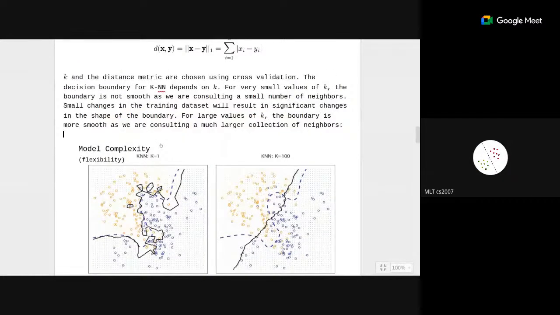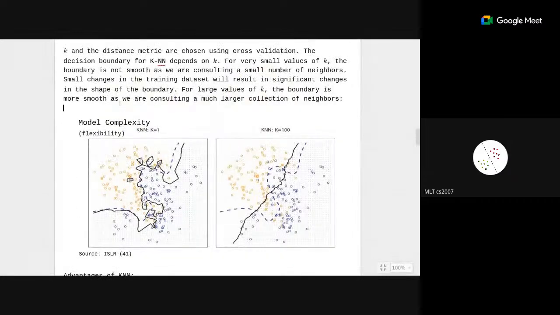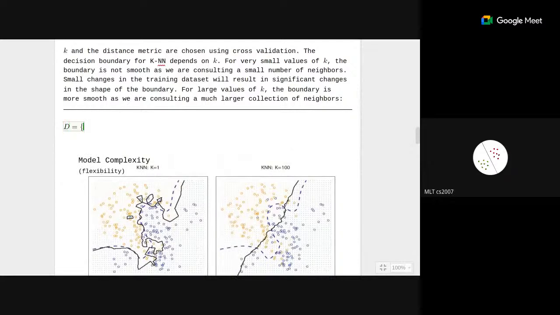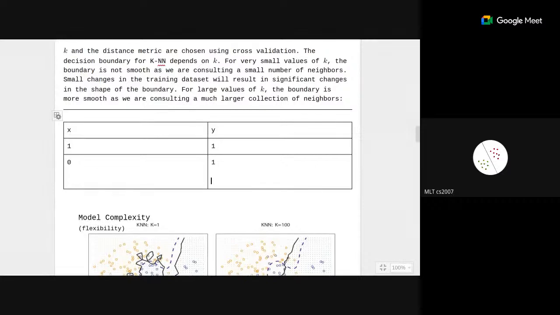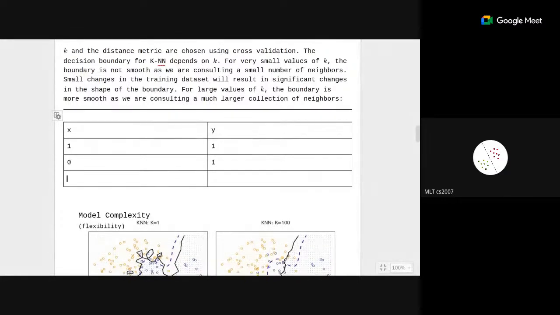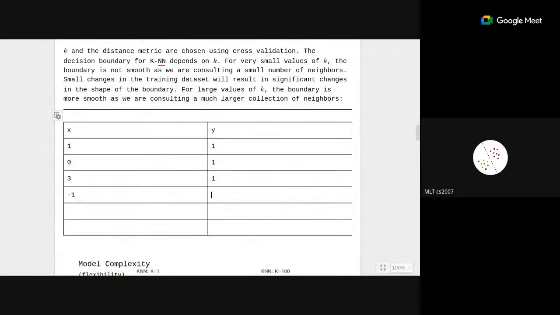Okay, so there is this idea of a data point. Let's take the case of a one-dimensional case, a 1D problem. I have a training data set made up of, a table might be easier to understand, so let me draw a table. This is X, this is Y. Let's say 1 is labeled 1 and 0 is labeled 1, and everything to the right of 0 is labeled 1. So 3 is labeled 1, and then you have 3 more data points. Minus 1 is labeled 0, minus 2 is labeled 0, minus 3 is also labeled 0.